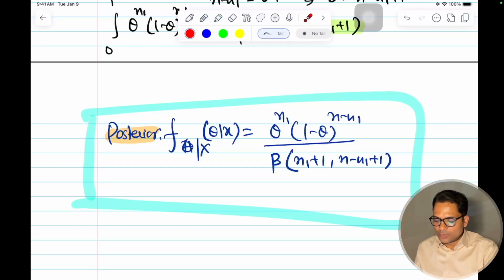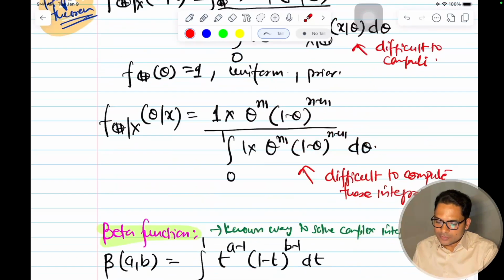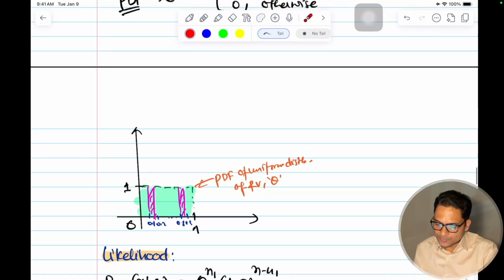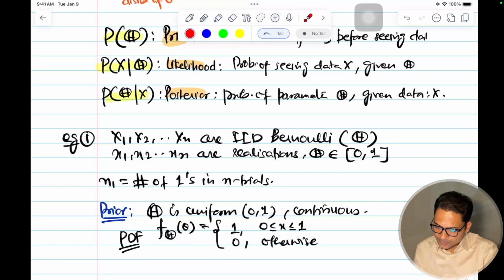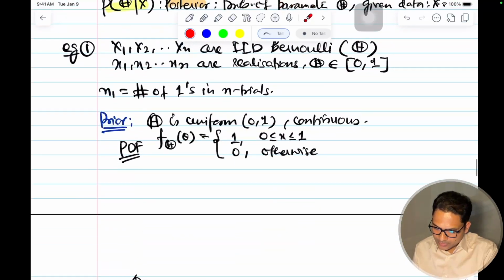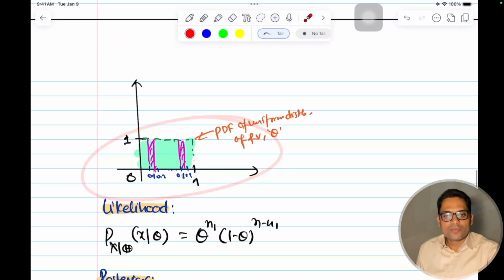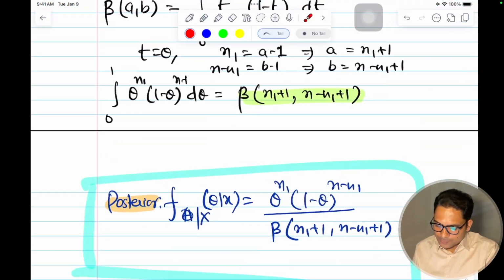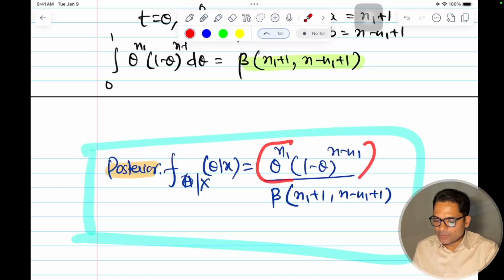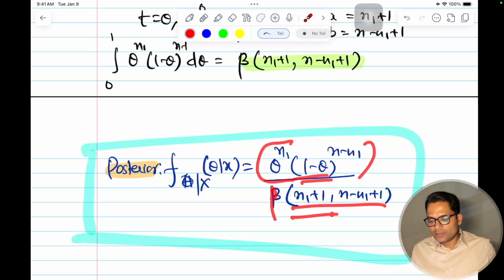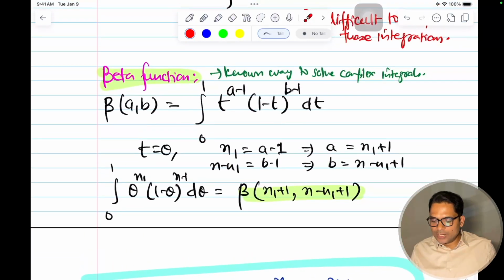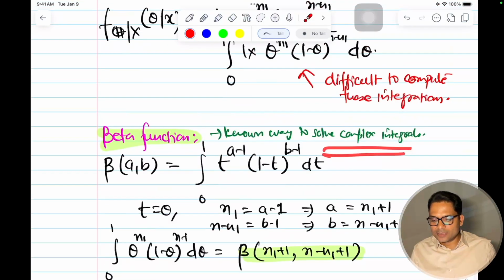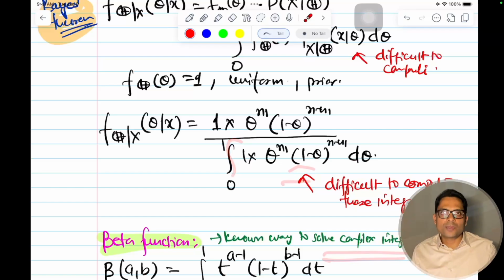So how did we get this? When the prior was uniform. We mentioned this, it is uniform continuous. For this prior, the posterior came out to be theta to the power n1, 1 minus theta to the power n minus n1, divided by the beta function of n1 plus 1 and n minus n1 plus 1. And this beta function is a known way to solve a complex integral, which is difficult to solve otherwise. I hope that is clear.